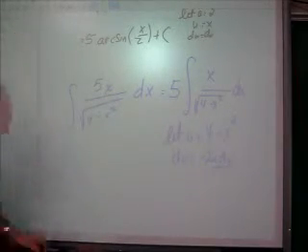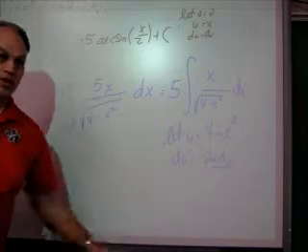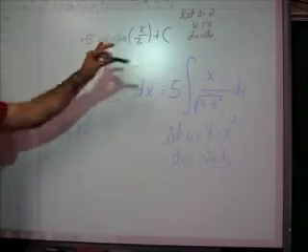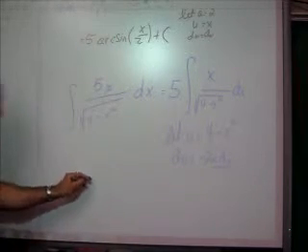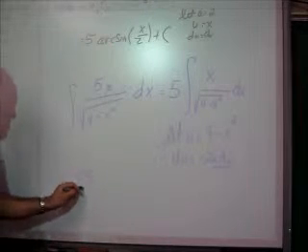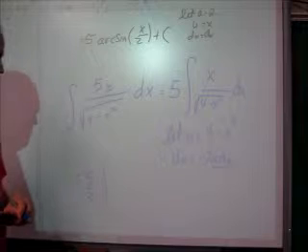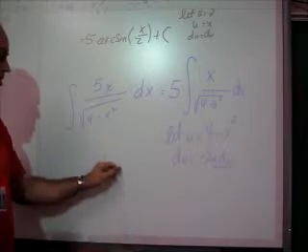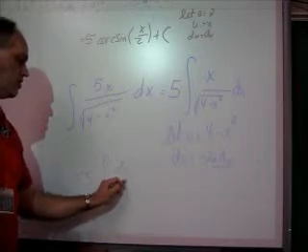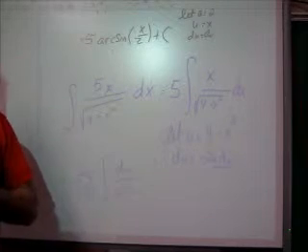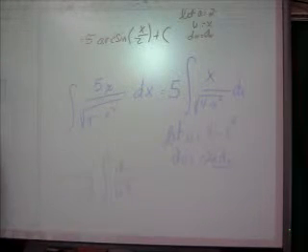Somebody say yes. What does this problem rewrite to become? Negative 5 over 2 times the integral of du over the square root of u. Can we get away with u to the 1/2? Everybody okay with that? Can you just make it u to the negative 1/2? That's what the next step is.